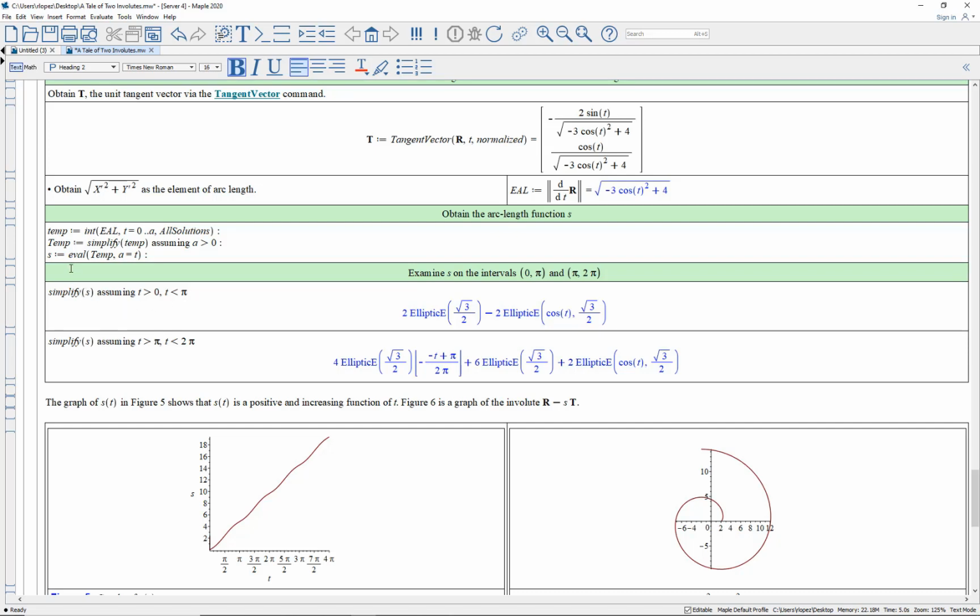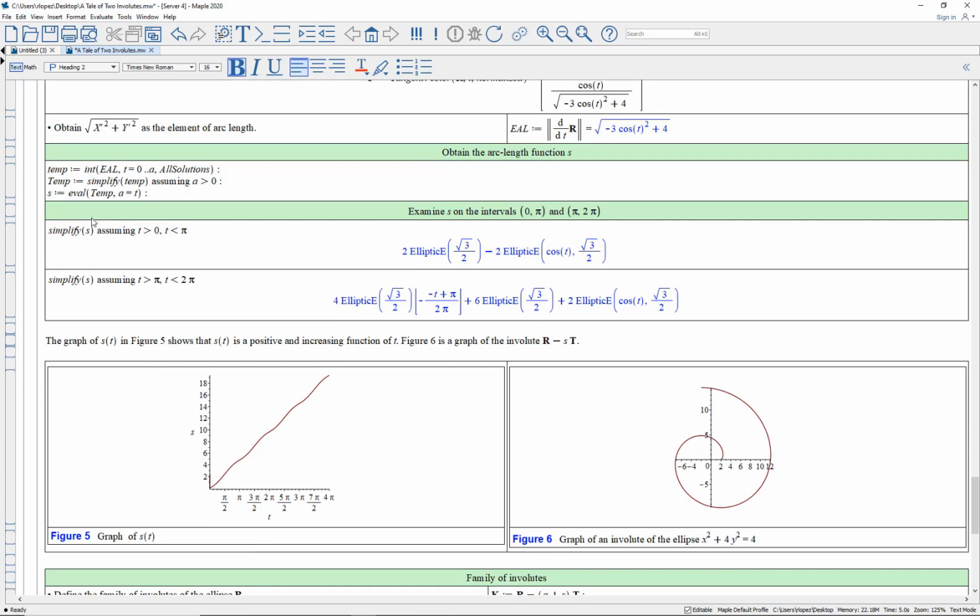So I simplify this arc length expression, assuming that t is between 0 and pi, and then I simplify it assuming that t is between pi and 2 pi, and you can see the change in the expressions that you get. You get elliptic functions for sure, because arc length of an ellipse is given in terms of elliptic functions. That's where the name elliptic function comes from. This down here is the floor operator, and so Maple is looking at how many pi's there are in this mix, in this menu.